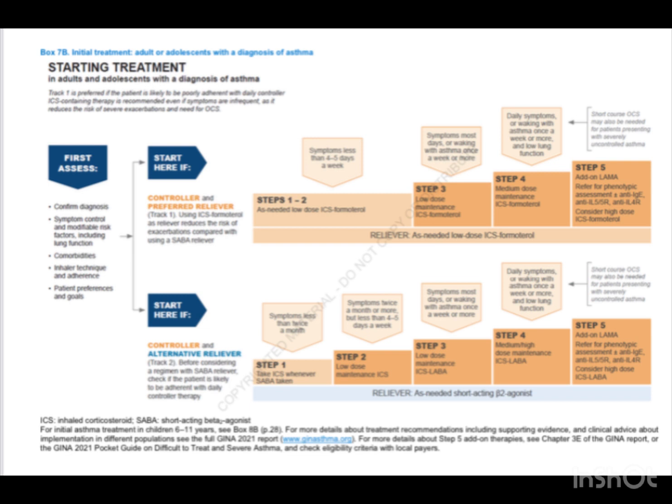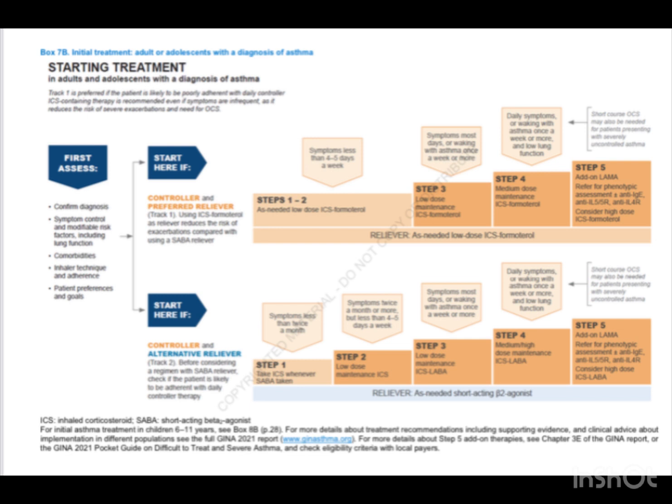In step 5, we will add LAMA along with LABA and ICS, and we will also refer the patient for assessment of the phenotype, and we will consider anti-IgE and anti-interleukin 5, interleukin 4.